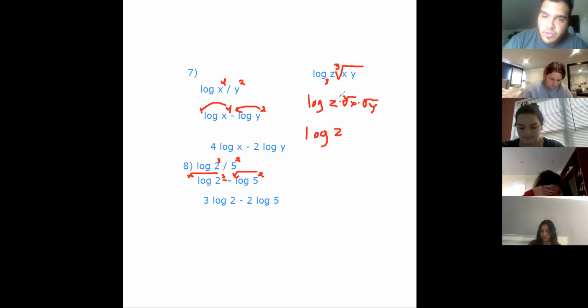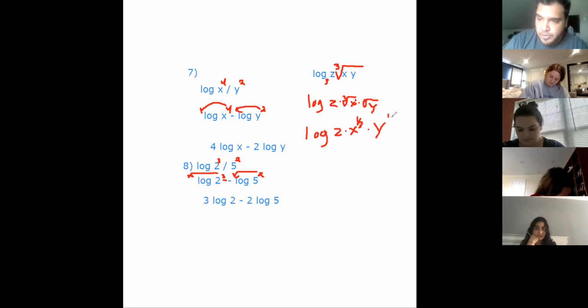So when you have a cube root, that's like x to the 1 power, cube root 3. I can rewrite this as x to the 1 over 3. So this is going to be x to the power of 1 over 3. The same exact thing with y: y to the 1 over 3.